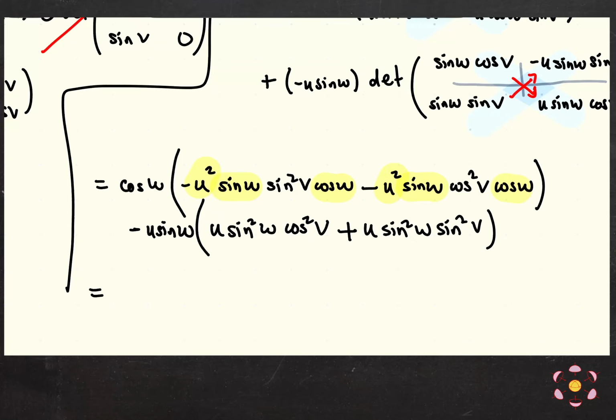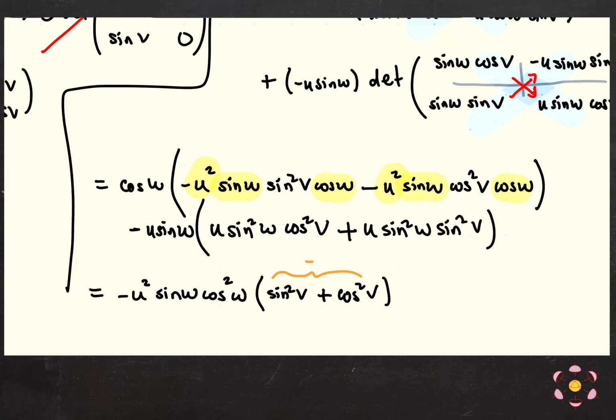So I already have a cosine of w in front, so I'm going to pull out a minus u squared, sine of w, cosine of w. But again, there's already a cosine of w in front, so it's going to be cosine squared of w. Parentheses, what's left over is sine squared v, because I pulled out the minus sign, plus cosine squared v. That's great. Pythagoras identity is going to simplify that to 1 in the next step.